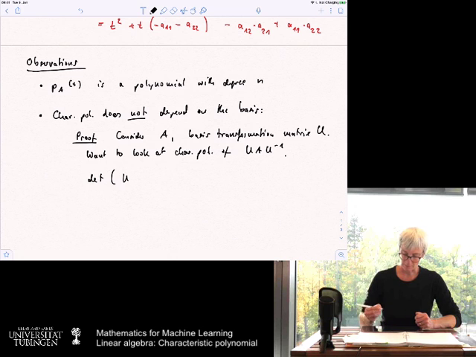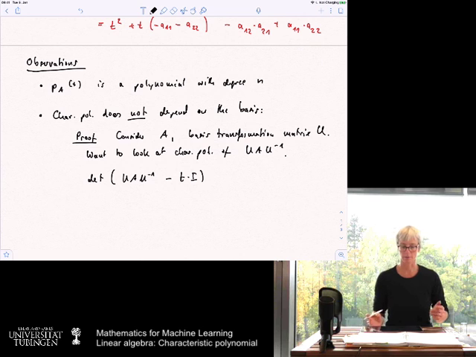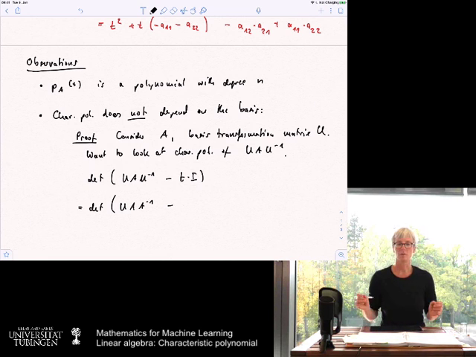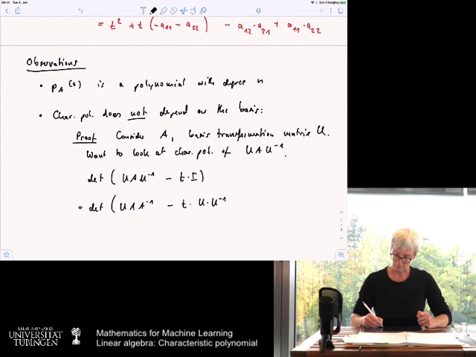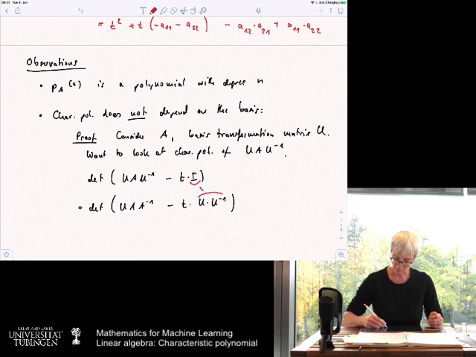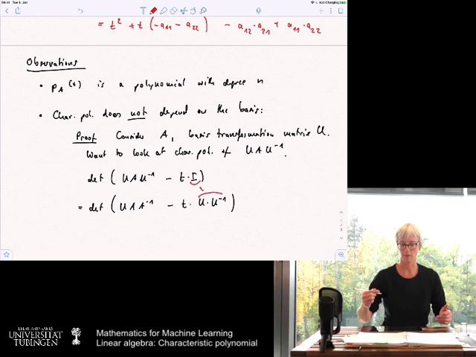So we look at the determinant, so the characteristic polynomial of this matrix is now U A U minus 1 minus t times the identity. That's the definition of the characteristic polynomial of this new matrix. Now what we do first is we keep the beginning of this expression, but we replace the identity matrix by U times U minus 1. Let me write it down. U times U minus 1. So far nothing has really happened because the identity matrix is the same as U times U minus 1 for every invertible matrix.